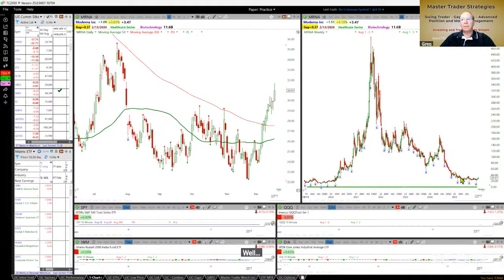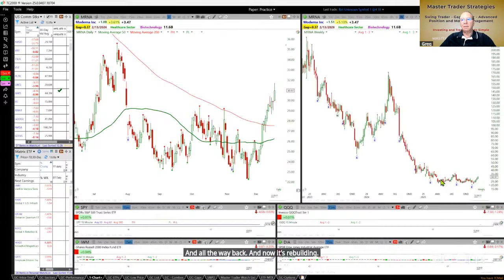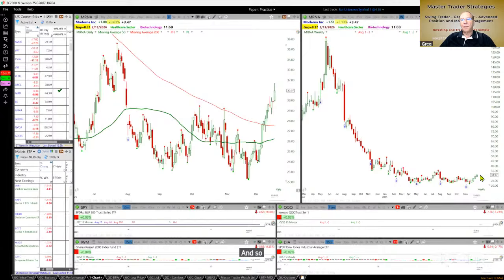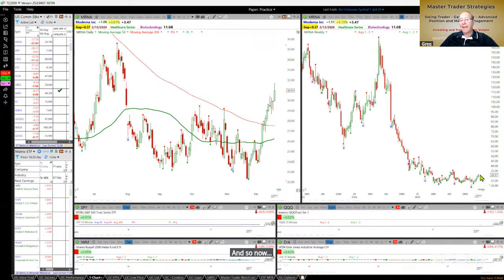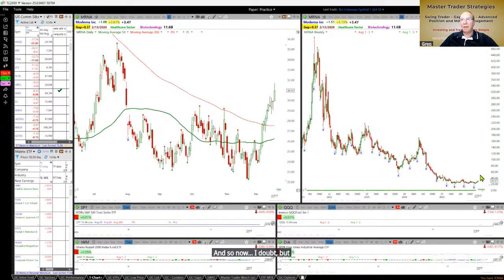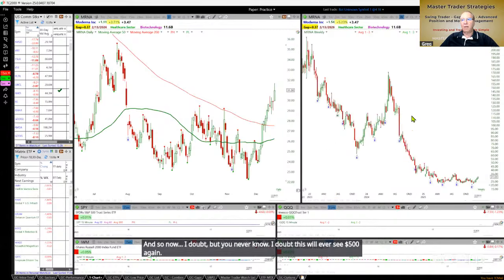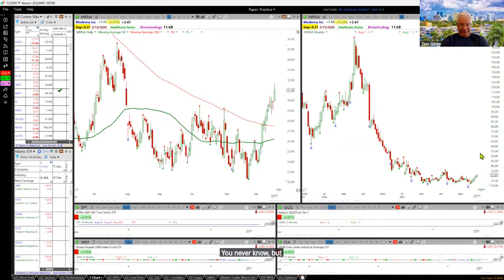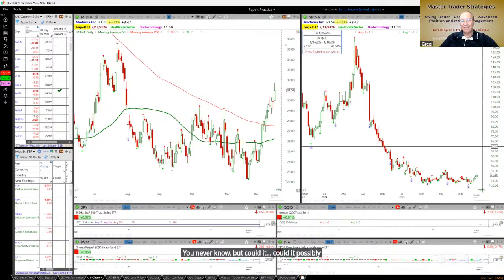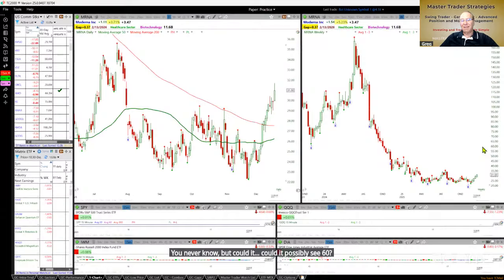And now it's rebuilding. I doubt, but you never know, I doubt this will ever see $500 again. Could it possibly see 60? Yeah, that's a double.